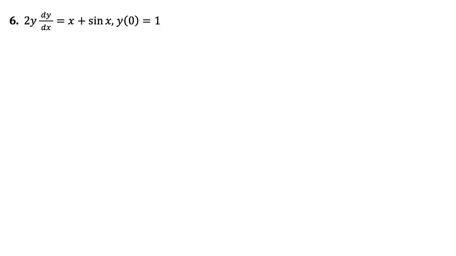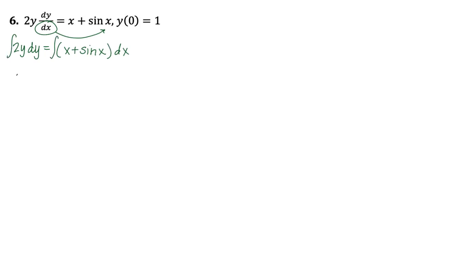Okay, for number 6, we're going to do very similar, same thing. We're going to separate, and right now it looks like we just need to multiply over our x value. And so if we do that, we're going to have this dx multiplied over. So we get 2y dy equals x plus sine x, and then all of that multiplied to dx. And then we're going to integrate both sides.